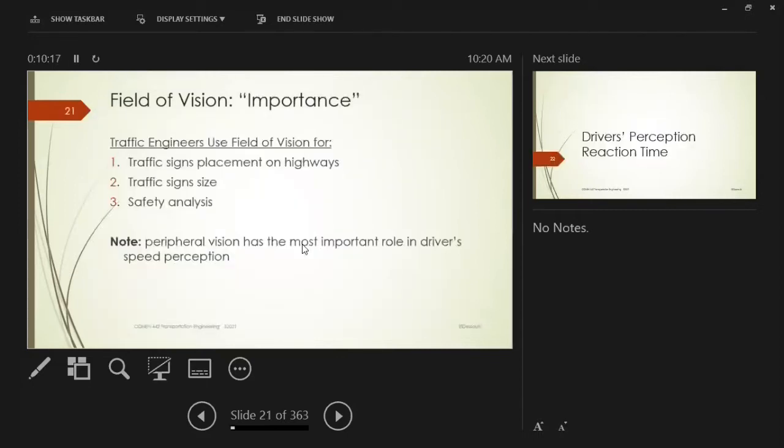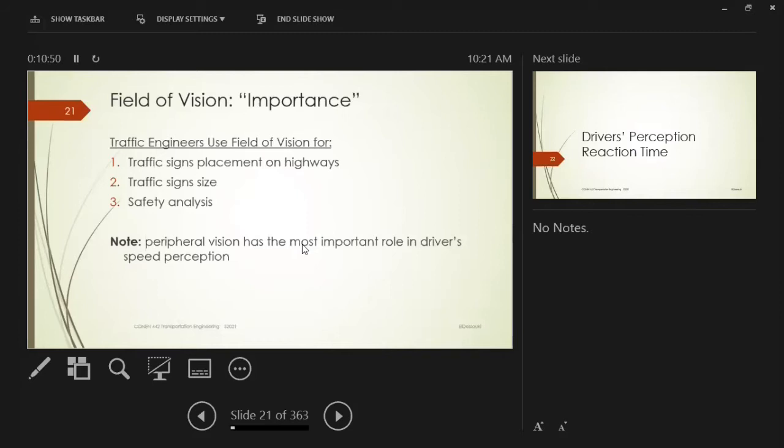Okay. So what is the importance of the field of vision? How can we use this information? Basically, traffic engineers use field of vision first for determining the placement of traffic signs, where we put a traffic sign on the highways. And second, for determining the size of these signs and the fonts and so on.